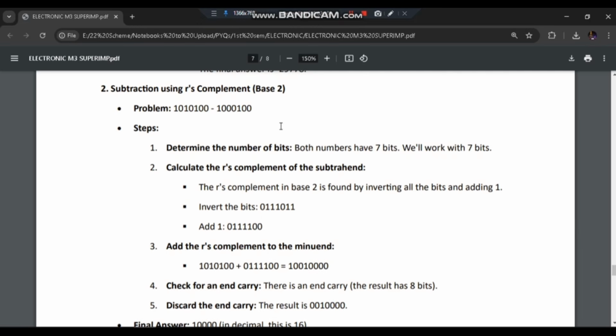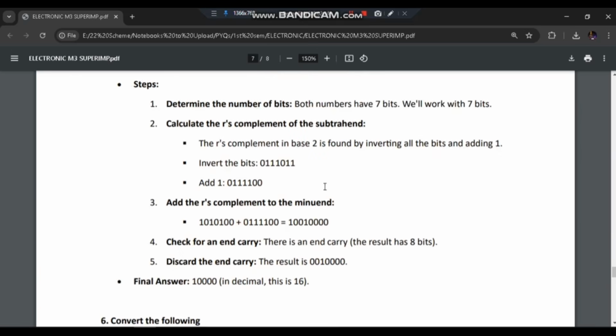Invert all the bits. See, 1 0 0 0 1 0 0 is there, right? Invert all the bits, so it will become 0 1 1 1 0 1 1. Add 1 to it and we'll get this value here. This value will be added with the first number which is given, and we'll get an answer here. Now this answer has 8 bits, but we were working with 7 bits, so that means there is an end carry. Whenever there is an end carry, discard this bit. That's all. So the final answer will be 001 followed by 4 zeros. And the leading 00 can be excluded, because they are to the left of the 1, as in the decimal, so we can exclude them.